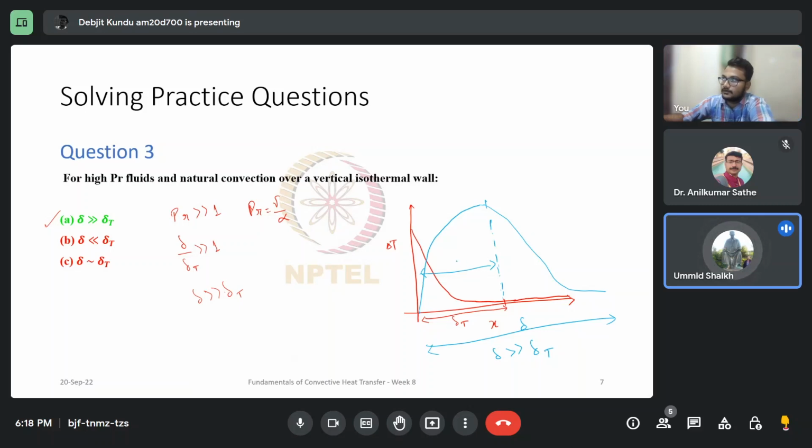So then why is this hydrodynamic boundary layer thickness going beyond that? Because let's say if we take two packets of fluid over here. This packet of fluid has a high velocity in this direction. Due to viscosity, remember, a high Prandtl number means the momentum diffusivity is also quite high. The kinematic viscosity is quite high.